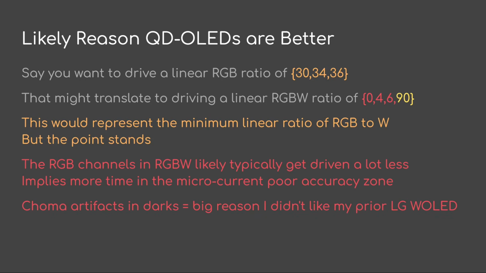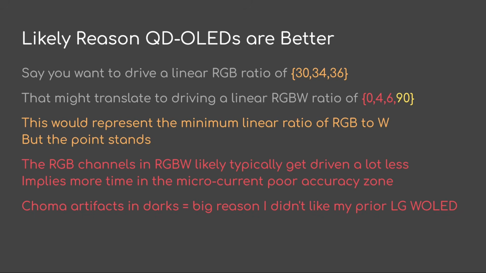Say you want to drive a linear RGB ratio of 30, 34, and 36 in a very, very dark pixel. For a WOLED, that might translate to driving a linear RGB-W ratio of 0, 4, 6, and 90. This would represent the minimum linear ratio of RGB to W. You might increase the amount of RGB and decrease the amount of W. The net result is the RGB channels in RGBW likely get driven a lot less, and this implies more time in the microcurrent poor accuracy zone, which we're seeing problems with.